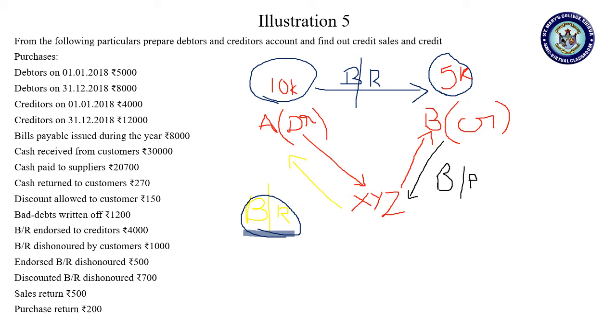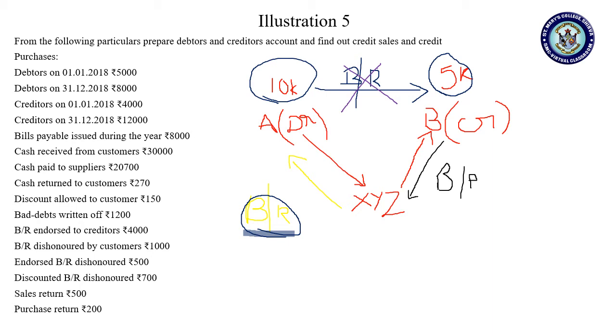Next, bills receivable dishonored by the customer. Again, it's a repeated point. So the journal entry will be debtors account debit to bills receivable account. Next, endorsed bill receivable dishonored. Now the bill has been cancelled.